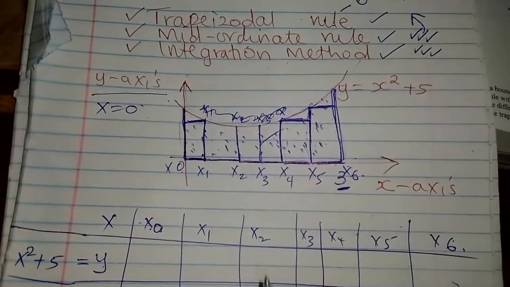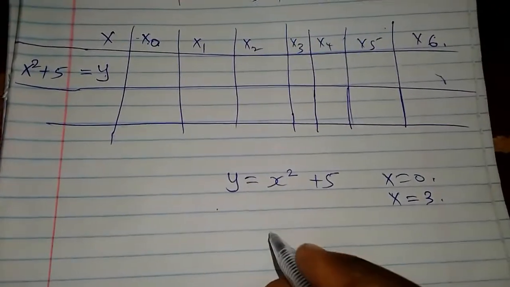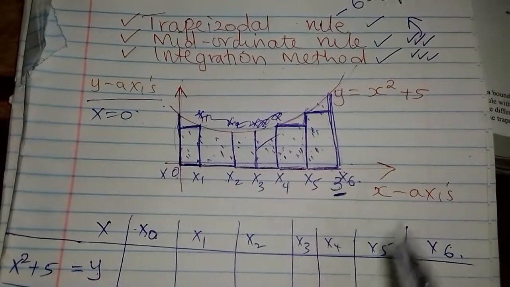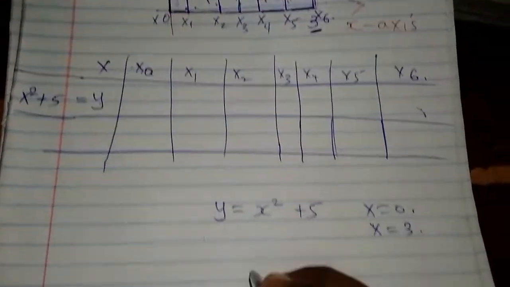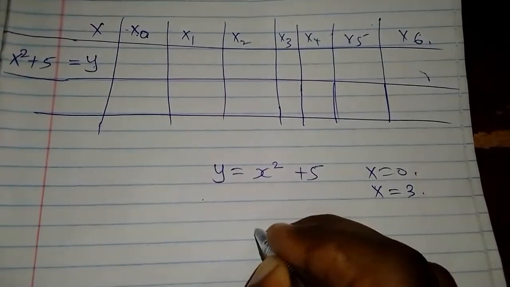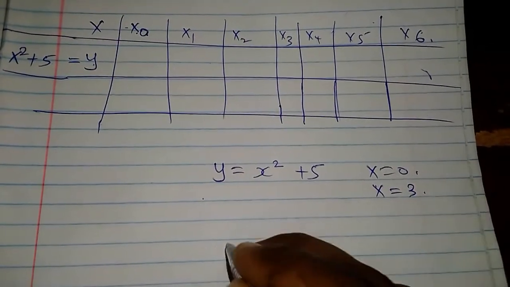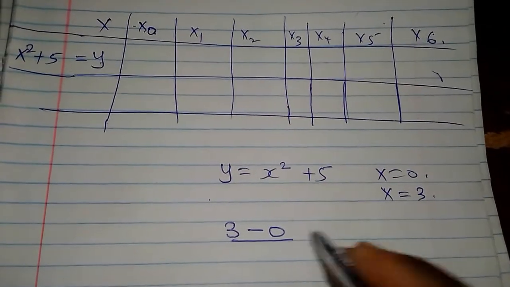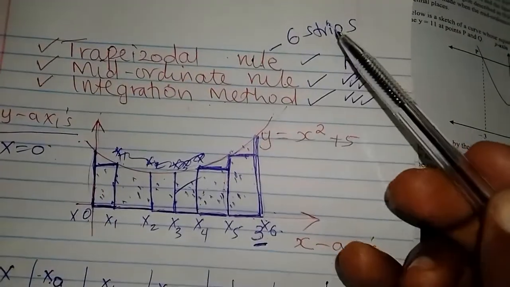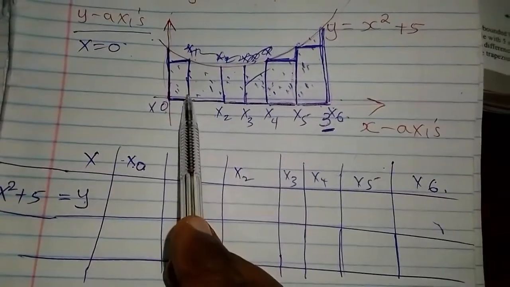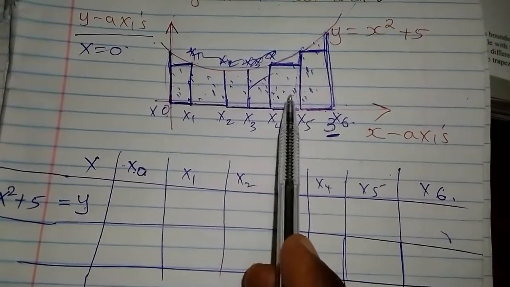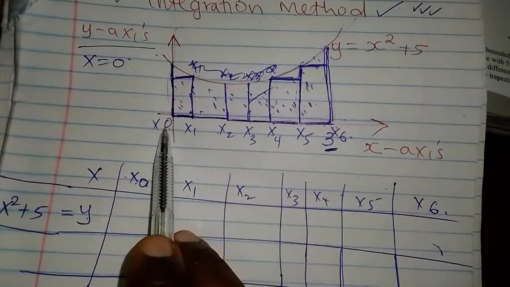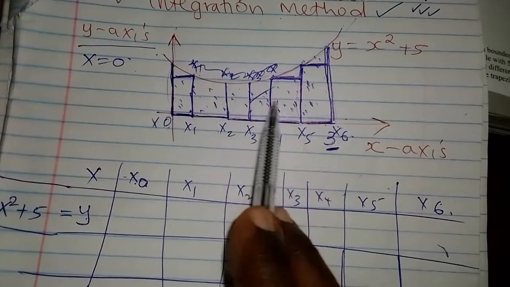what do I need to do? I'm going to say the difference between the two lengths. I'll say 3 minus 0 over, how many strips am I using? I'm using 6 strips: 1, 2, 3, 4, 5, 6. You see? So between x0 and x6, we have 6 strips.